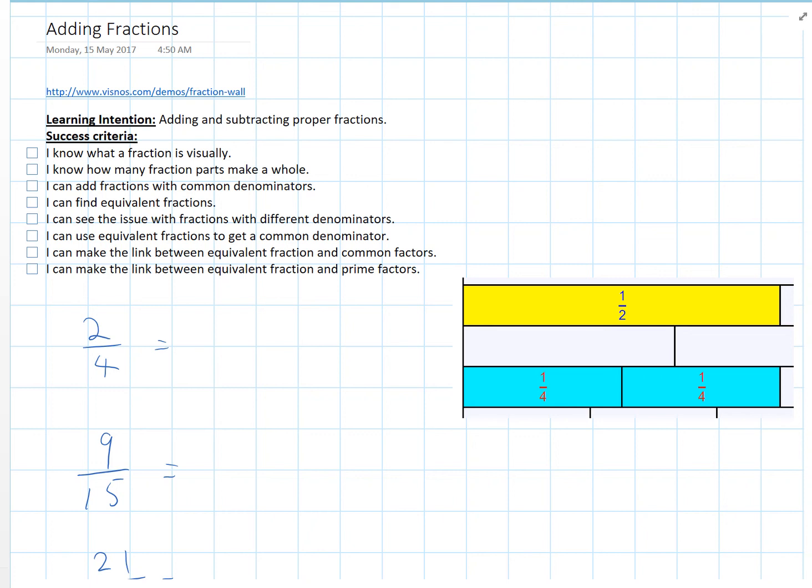Hi there, we're looking at adding and subtracting fractions, proper fractions. Okay, so I've got some success criteria here.